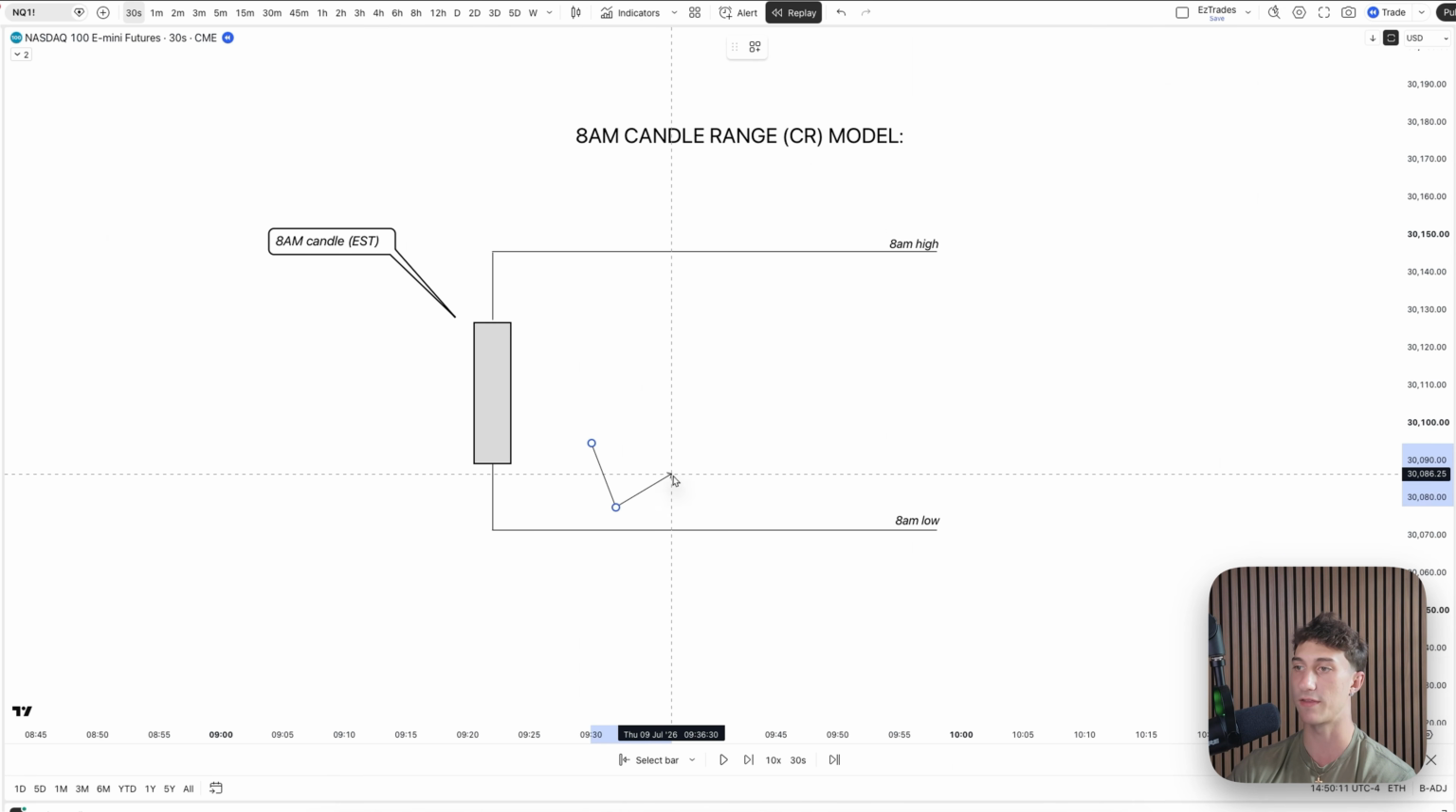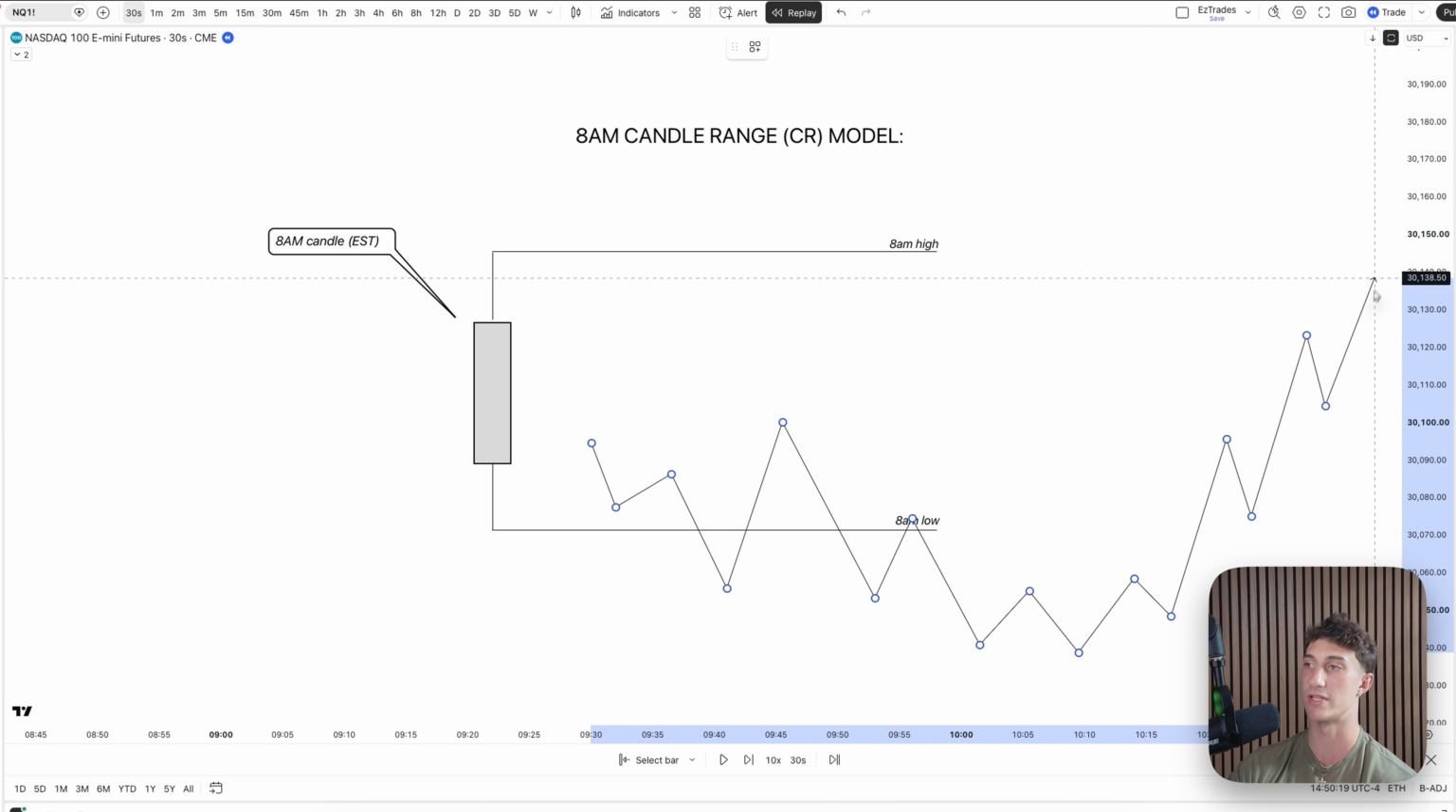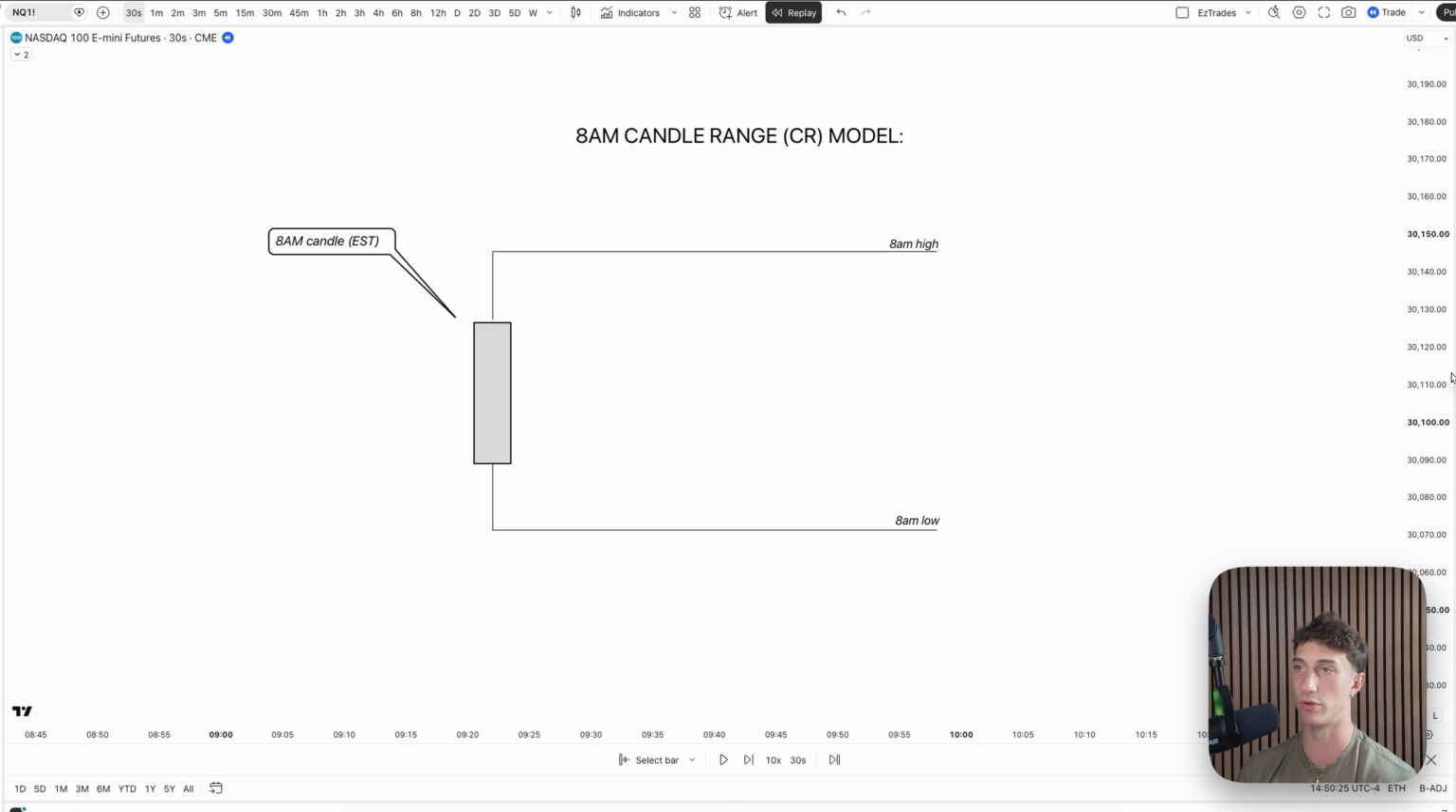Because if you try to just take the first initial sweep of the 8 a.m. low, there is a chance that price could fail, do something like this, and then much later in the day, it finally reaches that 8 a.m. high. So now we're going to jump into the actual strategy behind this.